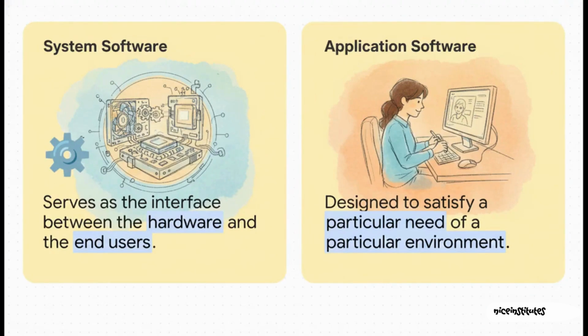Okay, if you remember just one thing from all of this, let it be this right here. System software looks inward. Its job is to serve the hardware. Application software, on the other hand, looks outward. Its job is to serve you, the user. It really boils down to this. One is all about managing the system, and the other is all about helping you complete your task.